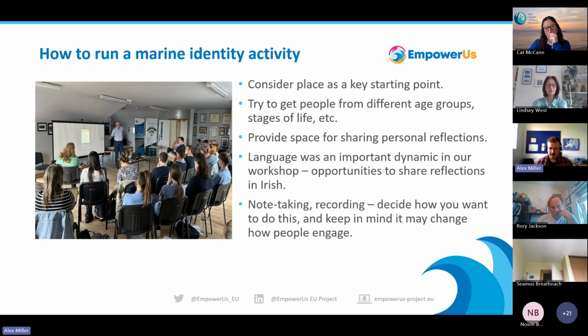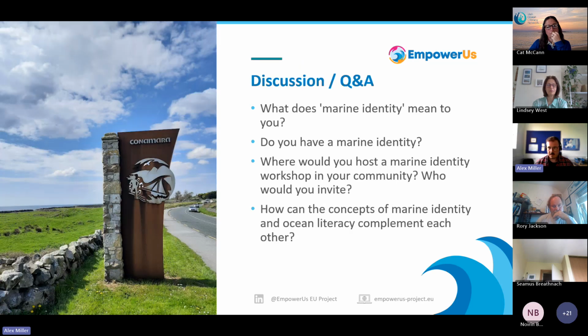So just to say that it's important to think about how you structure conversation, how you enable space for people to discuss things, and how you choose to record or reflect on those things, and recognizing that the way in which you're facilitating it and the way in which you might be recording it can impact the way in which people choose to engage. So that's it in terms of my reflections on the marine identity workshop that we hosted in May. I'll open the floor up now; we'll move into a time for discussion and Q&A.